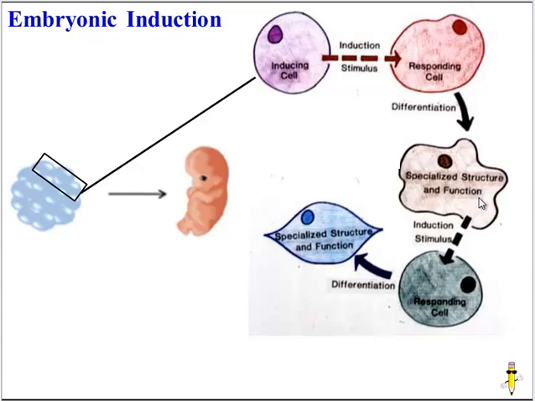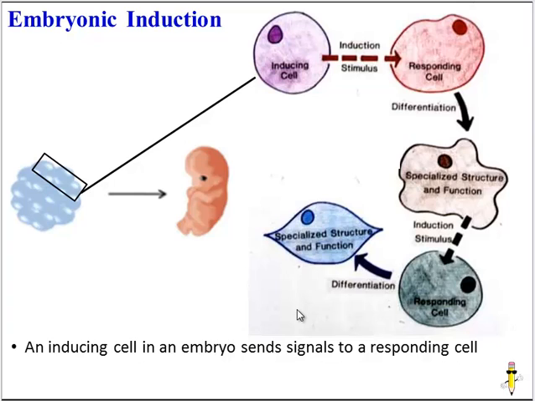It then might send signals to another cell and tell that cell to turn on and off certain genes, and that cell will then become specialized. So it's kind of like a domino effect, but the domino effect is precisely controlled by one cell sending signals to another cell. And that is embryonic induction.